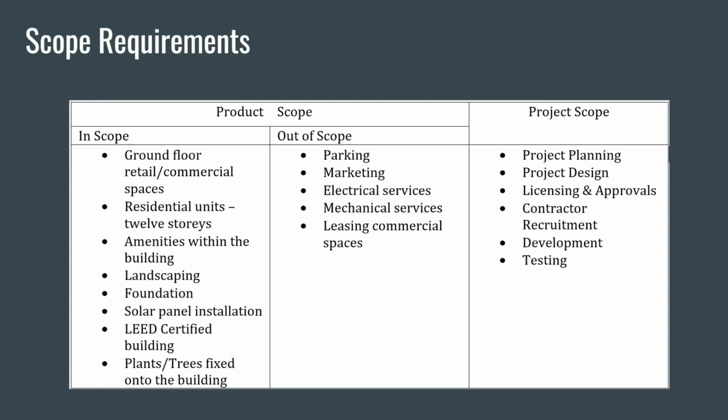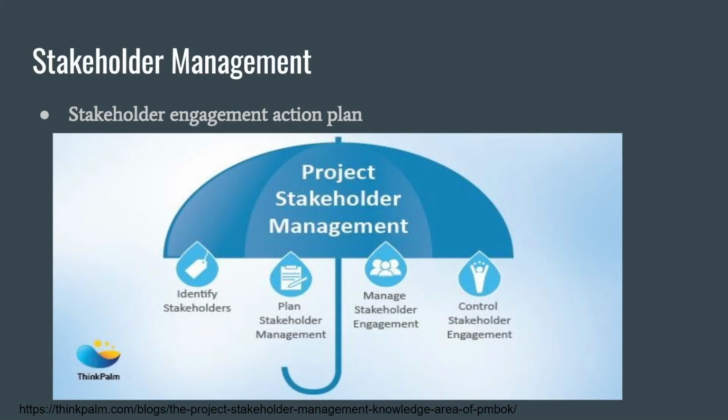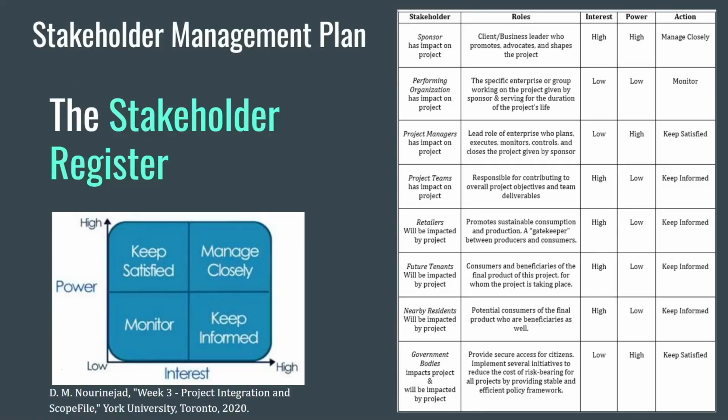Scope requirements. Based on similar projects and experiences, the following scope requirements have been compiled. Further addition and subtraction will be made with the stakeholders' approval. The Stakeholder Engagement Action Plan was established to effectively manage stakeholders. The stakeholder register that you see here includes the roles of each stakeholder, their interests in the project, the impact that they have, the level being high or low, and the action after analyzing the stakeholders.